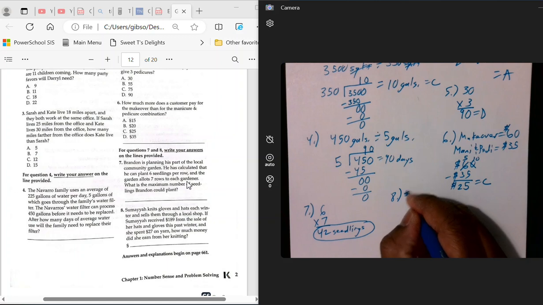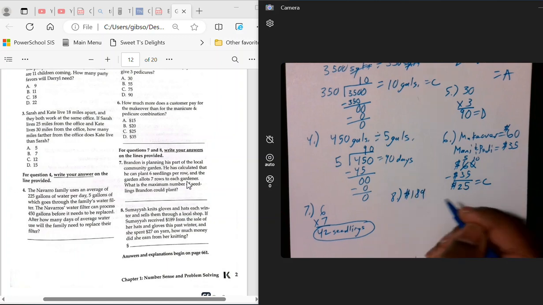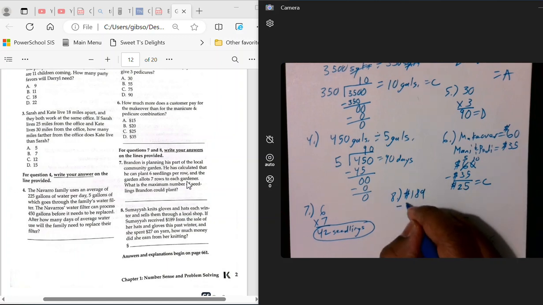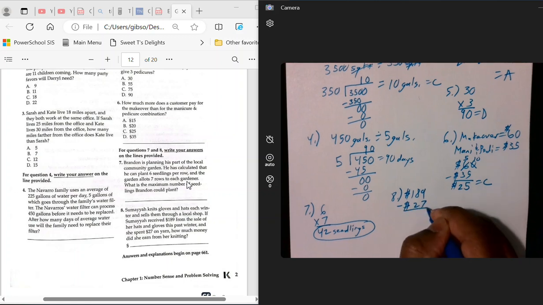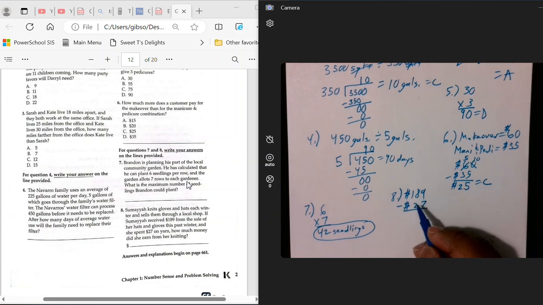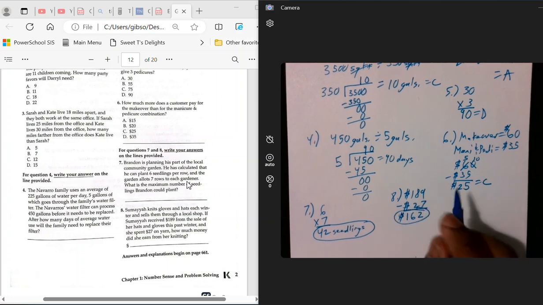So she walked away with $189, but she has to subtract off the money she spent for the materials, the yarn. So we'll take 189 minus $27. So 9 minus 7 is 2, 8 minus 2 is 6, and 1 minus 0 is 1. So she actually made $162 for her knitting.